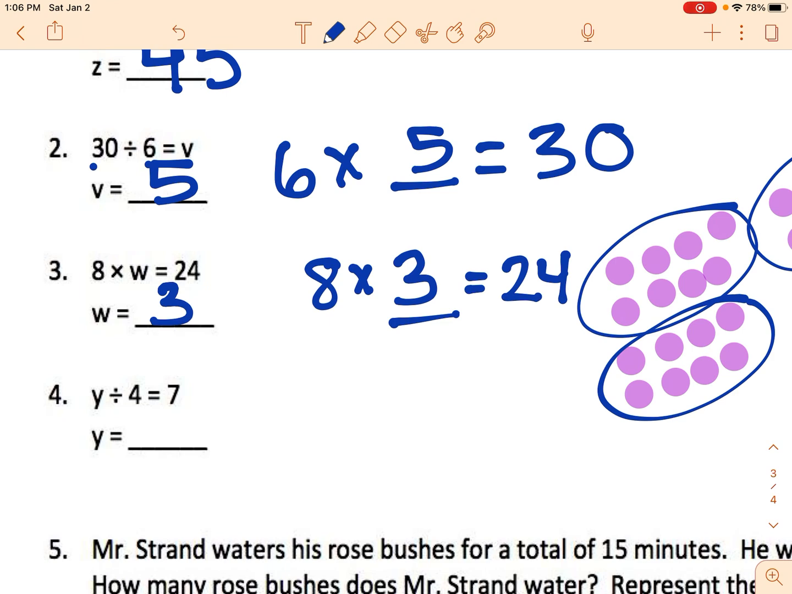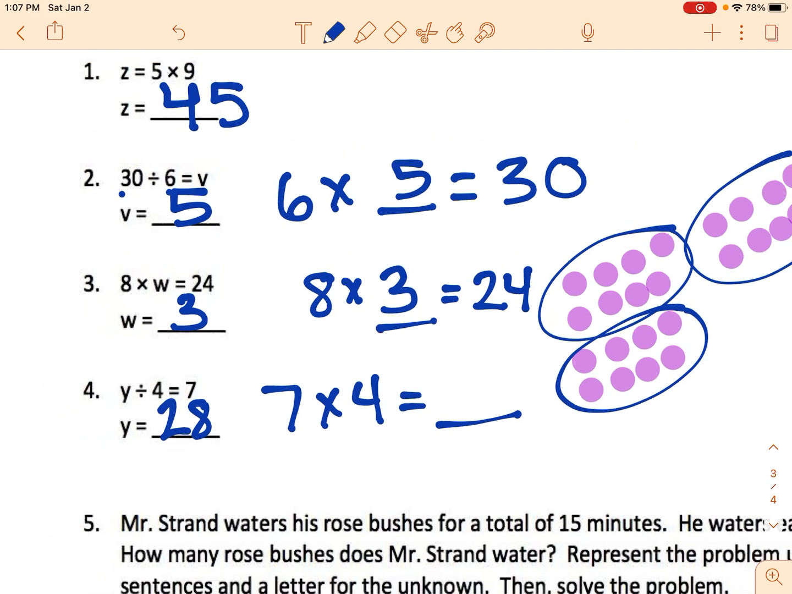And the same thing down here. We have something divided by 4 equals 7. Well, I can flip that around and say 7 times 4 equals what? Count by 4s. 4, 8, 12, 16, 20, 24, 28. Good job, boys and girls.